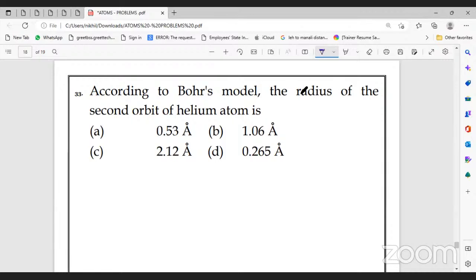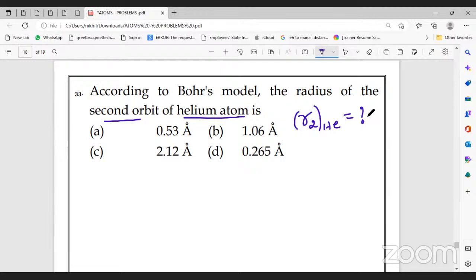According to the Bohr's model, what is the radius of the second orbit of helium atom?